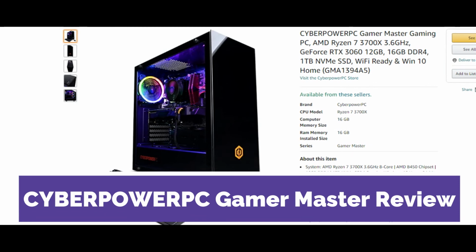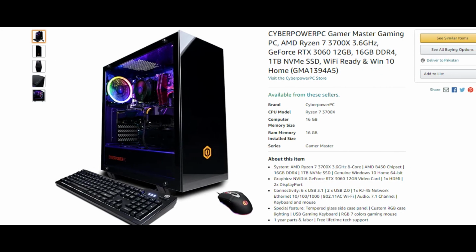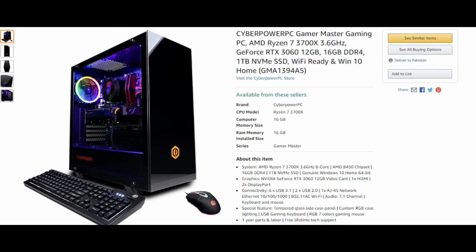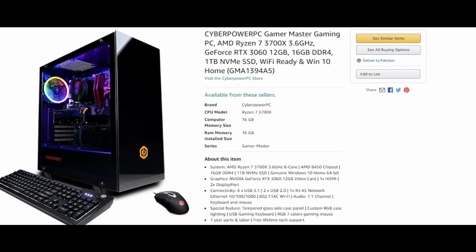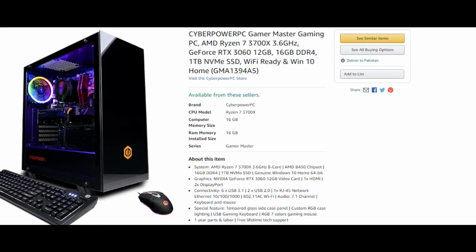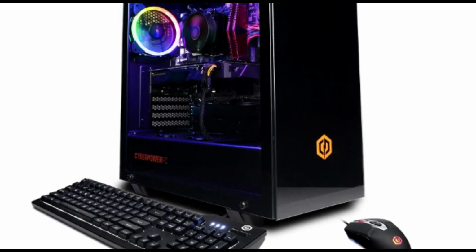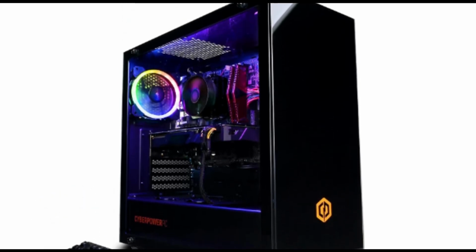CYBERPOWERPC Gamer Master series is a line of gaming PCs powered by AMD's newest Ryzen CPU and accompanying AM4 architecture. The Ryzen 7 CPU is the core to the series with fast processing speeds and up to 8 cores, 16 threads for effortless multitasking. The Gamer Master also includes the latest AMD Radeon or NVIDIA's GeForce series of graphics cards to deliver high frame rates and impeccable image quality in the newest PC games.